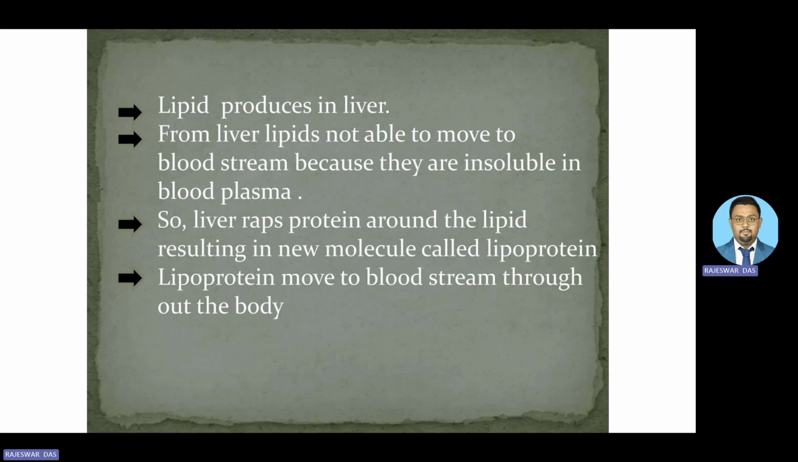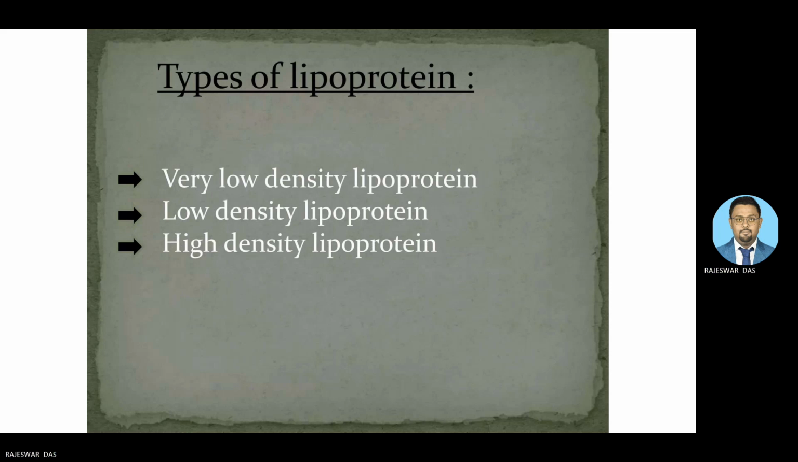In the body, lipid is produced in the liver. From the liver, lipids are not able to move into the bloodstream because they are insoluble in blood plasma. So, the liver wraps protein around the lipid, resulting in a new molecule called lipoprotein. This lipoprotein moves through the bloodstream throughout the body. In our blood, there are three types of lipoprotein: very low density lipoprotein, known as VLDL; low density lipoprotein, known as LDL; and high density lipoprotein, known as HDL.